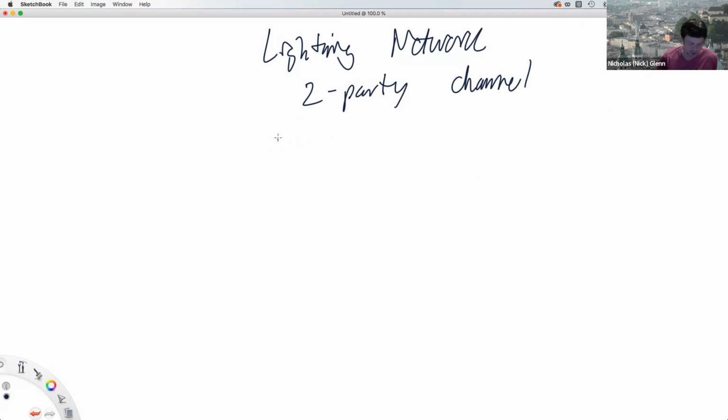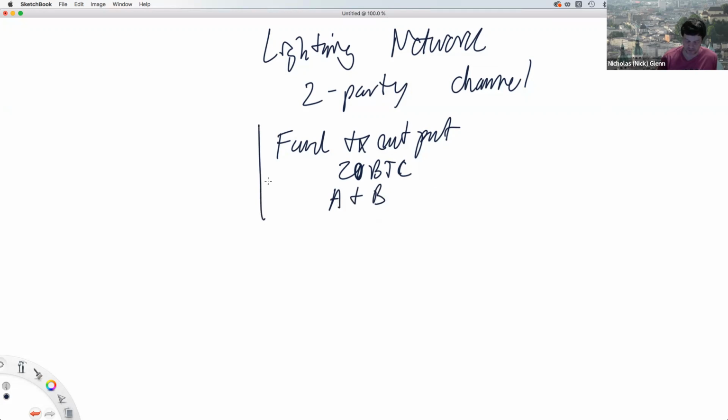All right, just like before, you have a funding transaction output that we're going to say is 20 Bitcoin, just like we did in the previous video. And Alice and Bob both have to sign it, right? So they have this 20 Bitcoin that they can send back and forth to each other on this second layer, or here, this Lightning Network.